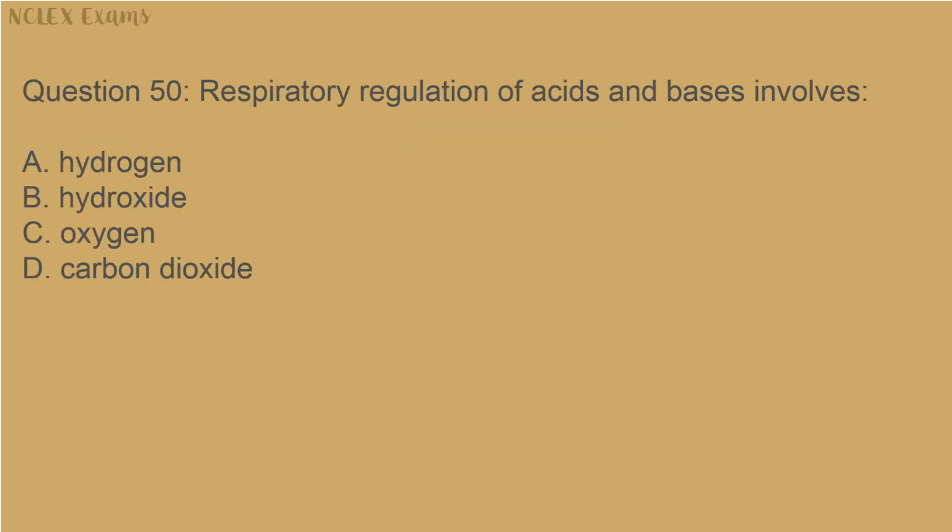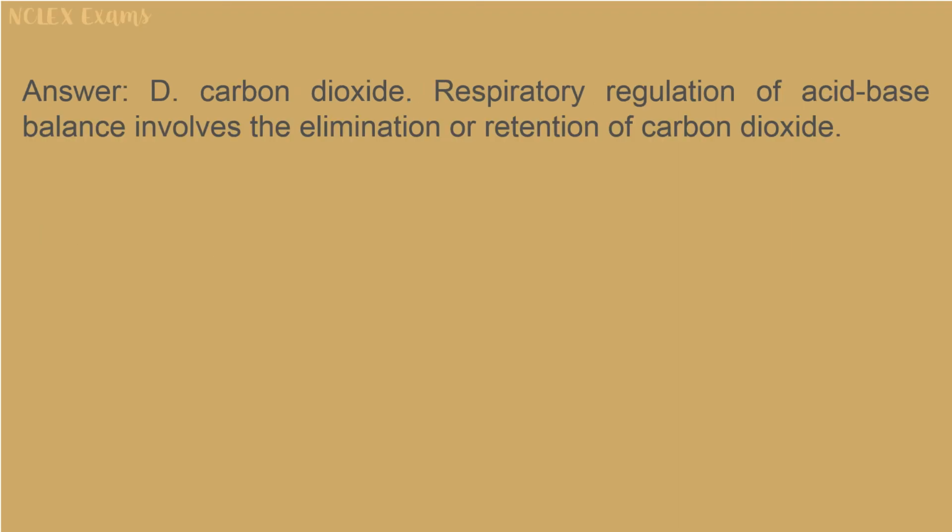Question 50. Respiratory regulation of acids and bases involves A. Hydrogen. B. Hydroxide. C. Oxygen. D. Carbon dioxide. Answer D. Carbon dioxide. Respiratory regulation of acid-base balance involves the elimination or retention of carbon dioxide.